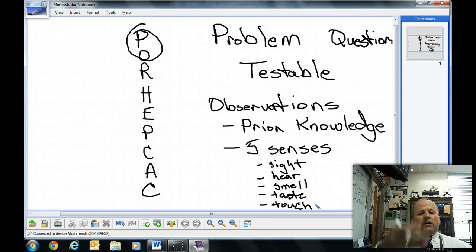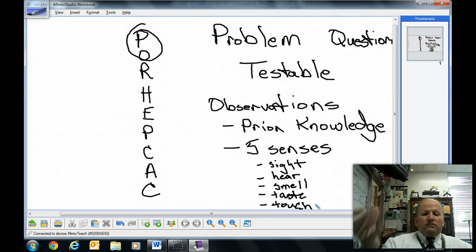So PORHEPCAC, know the 9 letters, know what they stand for, and then specifically, as of today, know that problem could also be known as a question. It is testable. It must be testable in order for us to do anything with it. And then we're going to make some observations. Observations are prior knowledge or something you get using your 5 senses, which are sight, hear, smell, taste, and touch. Have this in your notebook for tomorrow, and we will move on into the rest of PORHEPCAC in the coming days.